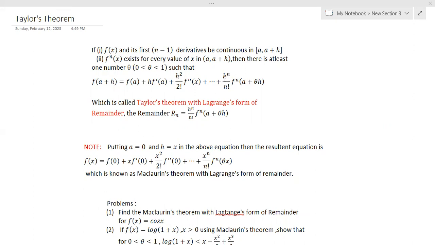Just missing the nth term, or leave the nth term and so on. It's enough in the Taylor series. Series means up to infinity. Theorem means it has a finite number of terms. For example, here is the Taylor's theorem statement.